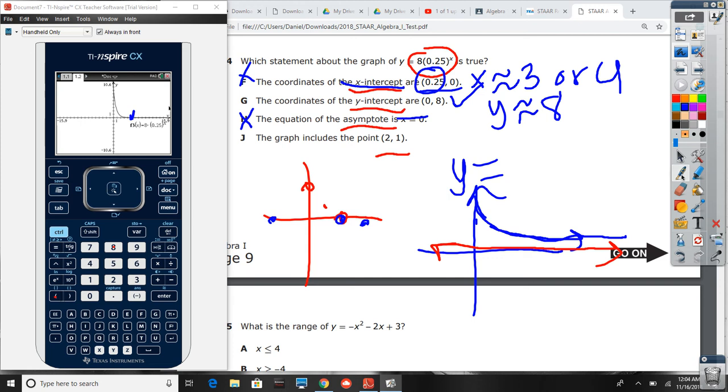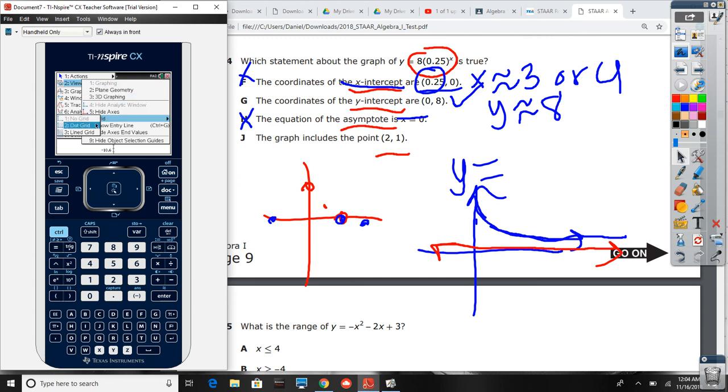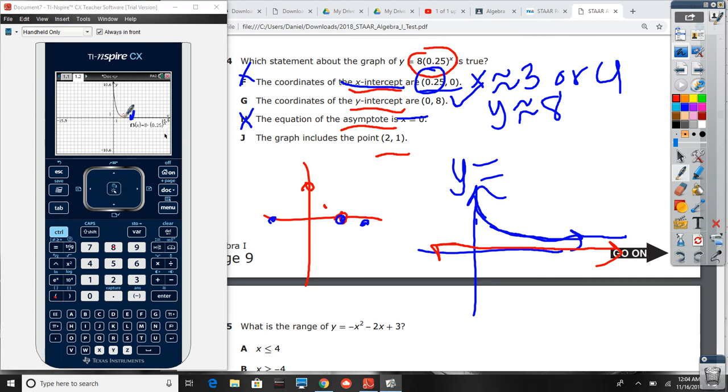J says that the graph includes the point (2, 1). Remember last time I showed you how to do a grid? I can go to Menu, View, Grid, Line Grid, and I could try to make a point at (2, 1). So (2, 1), and notice how it's barely above the line, right? So it's not even included.